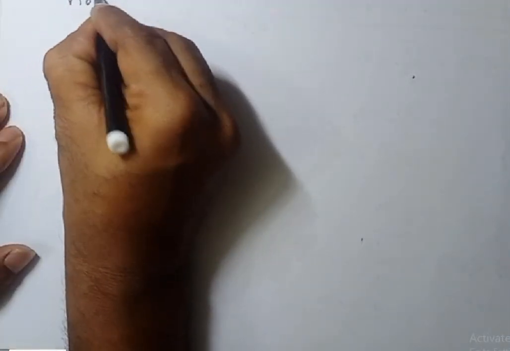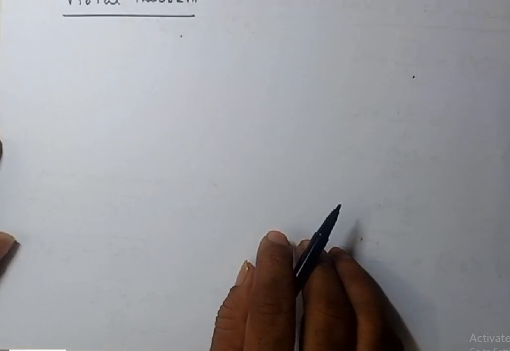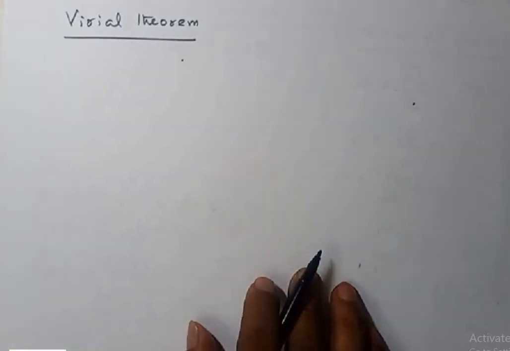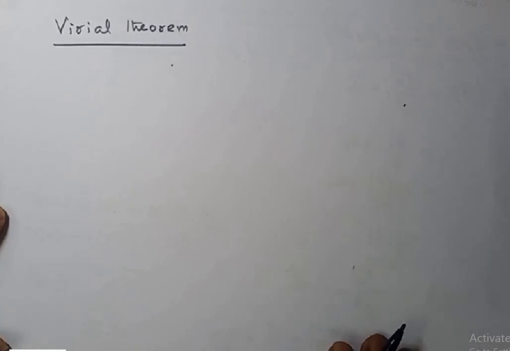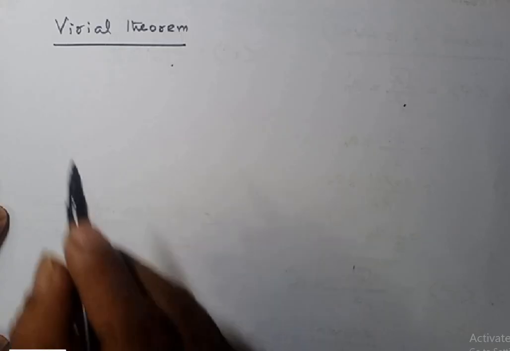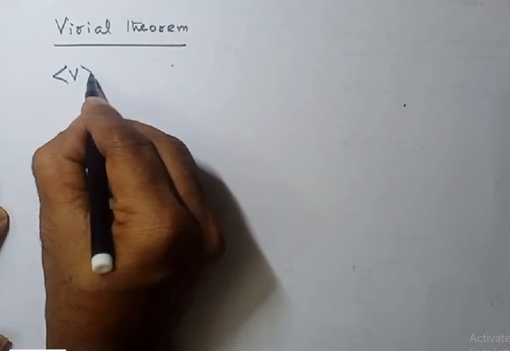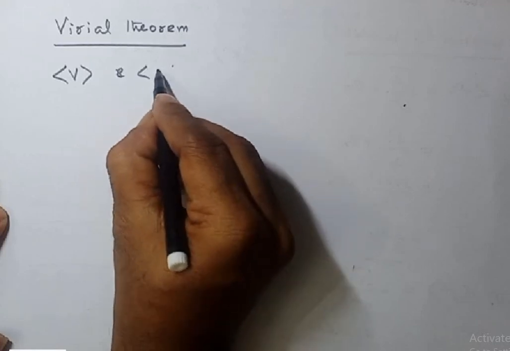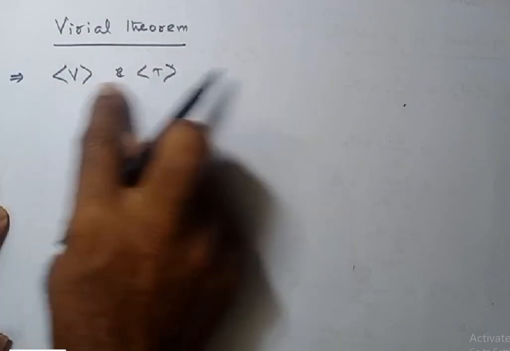The next one is about the virial theorem. Take note. Virial theorem. Listen, this virial theorem is very useful to find the expectation or average value of potential energy and the average value of kinetic energy. We can actually compare these two.